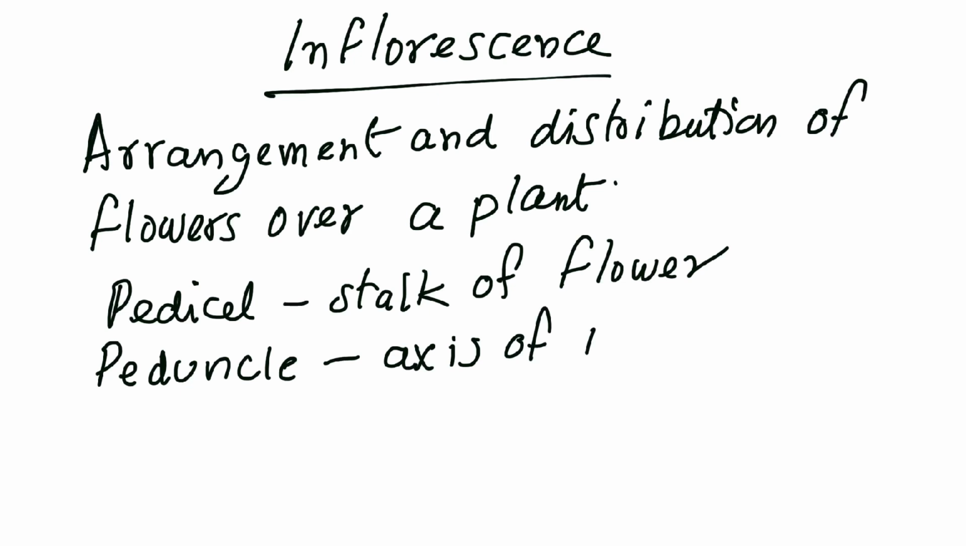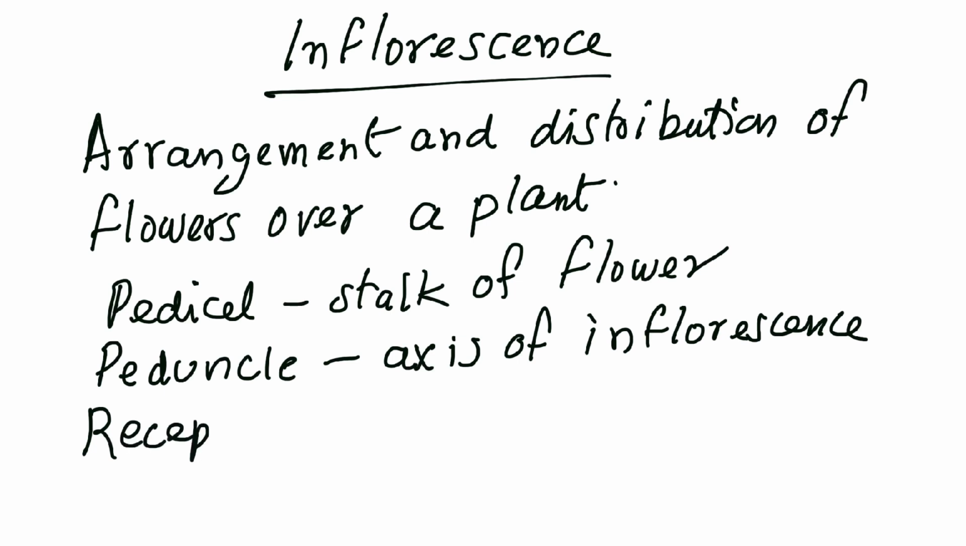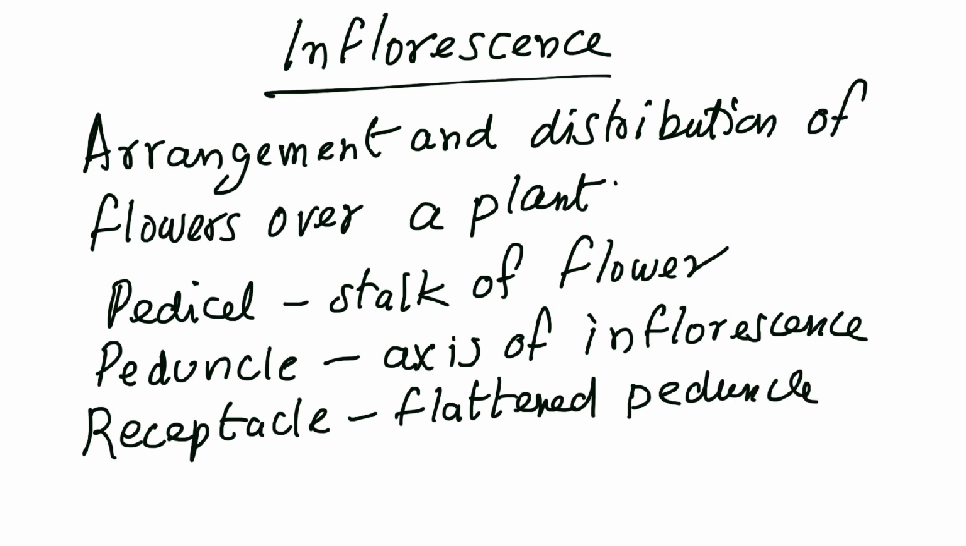One key important term is pedicel, that is the stalk of the flower. Understand that pedicel indicates the stalk of a single flower, whereas peduncle is the axis of the inflorescence, that is, where a lot of flowers are coming up. And receptacle is a kind of modification, in the sense that it represents a flattened peduncle. So one should be sure about these three terms: pedicel, peduncle, and receptacle, because these terms will be coming up many times in the discussion which is going to follow.